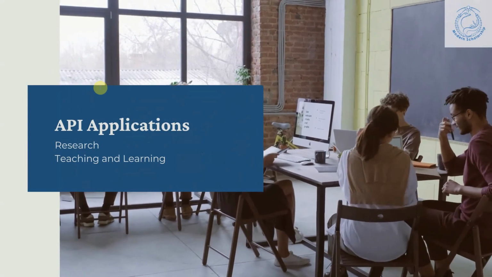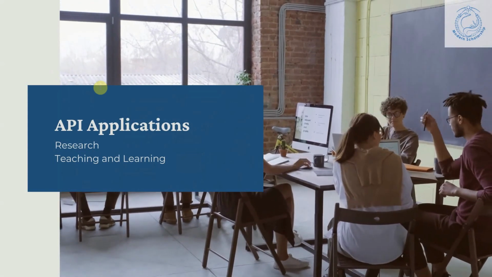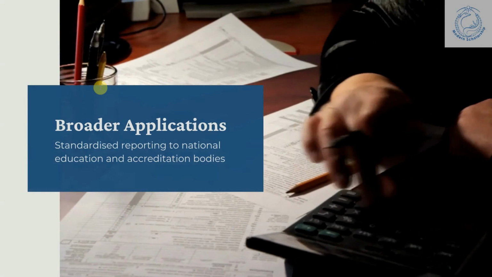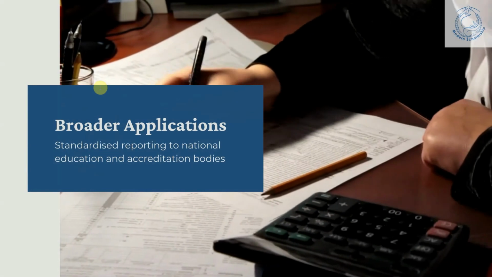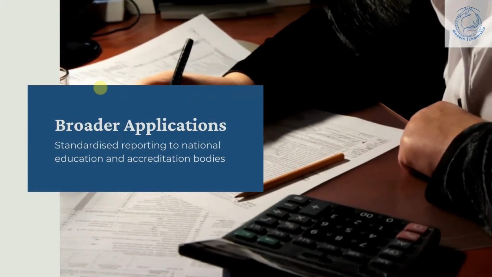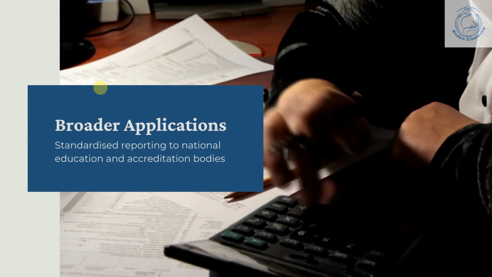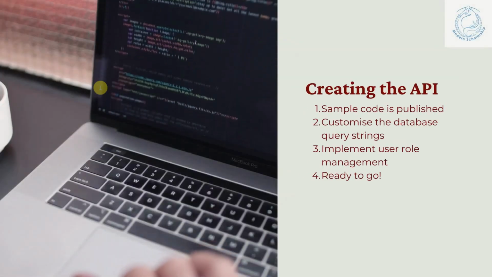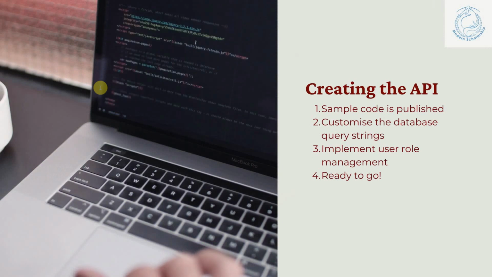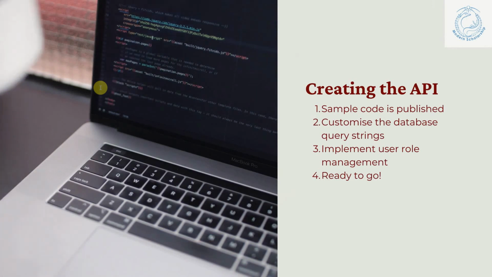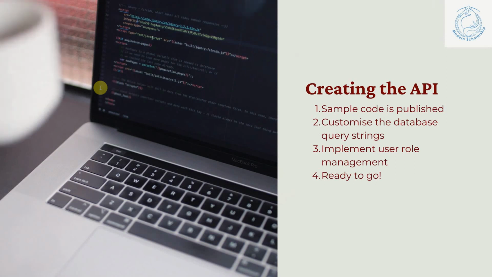This standardization is already showing unexpected benefits. One of our participating institutions is using the API internally to drive research into teaching and learning. It also aids in creating standardized reporting to national education and accreditation bodies. To ease the process of creating the API, the AutoScholar publishes sample code. The database admin staff can simply customize the database query strings and either utilize an AutoScholar user role service or implement their own existing service. The API is then ready for use.